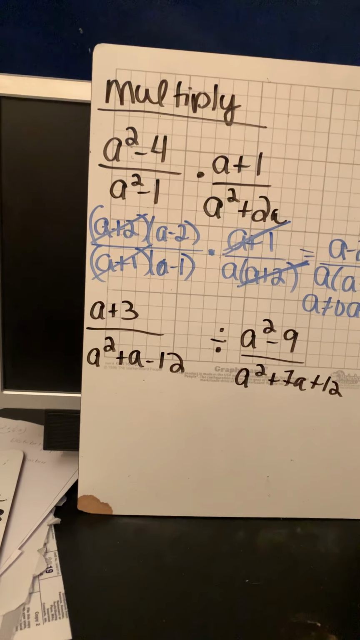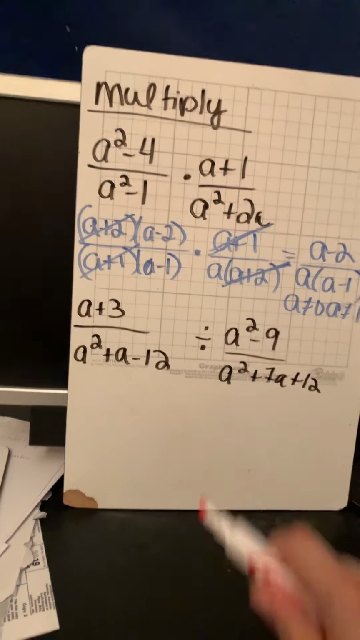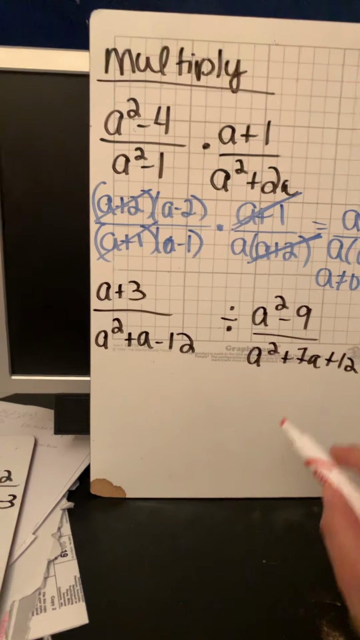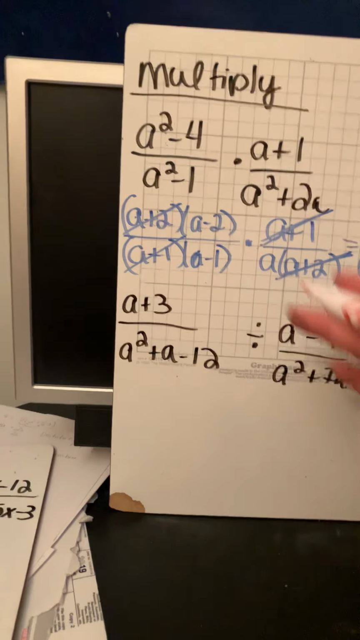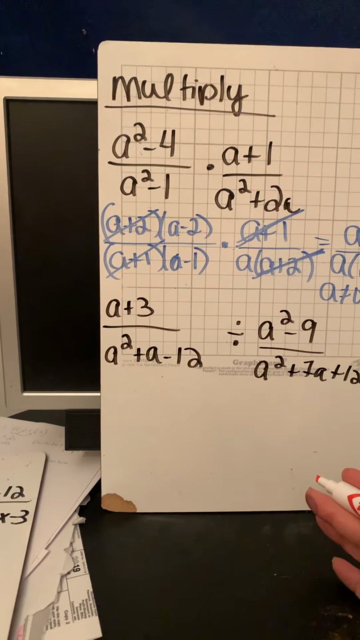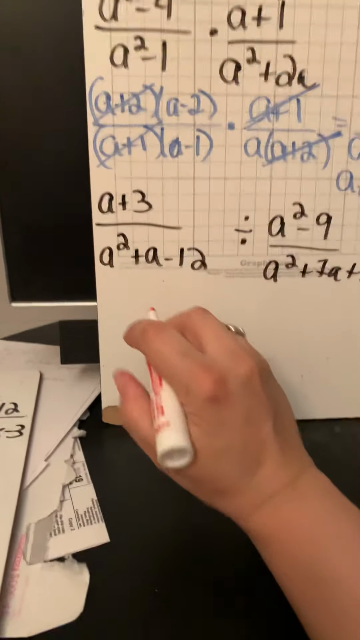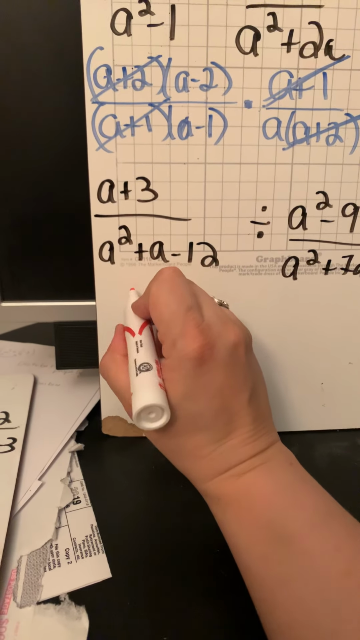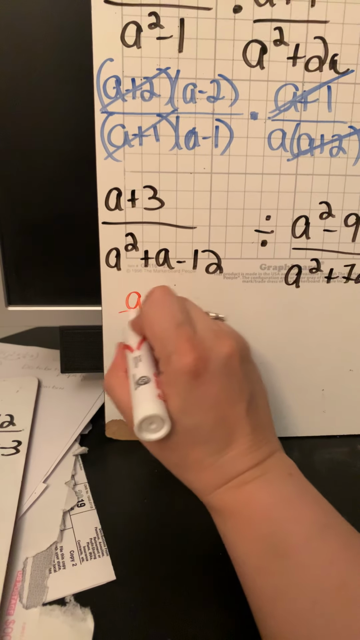The dividing, same thing. Okay, but remember, when you divide fractions, you multiply by the reciprocal. And I'm not going to do another step where I flip this. I'm going to flip it as I factor it. Save some time. So my numerator here, my a plus 3, it stays.